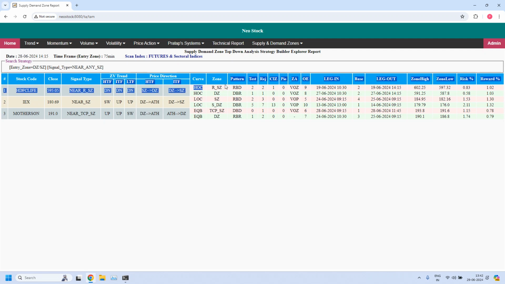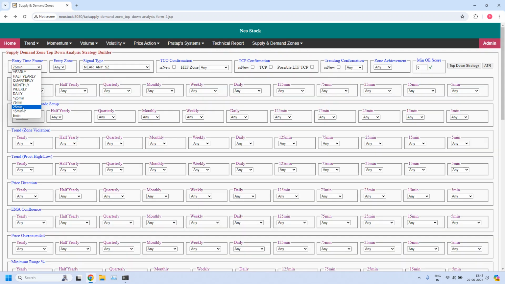HDFC Life is a high liquidity supply zone. And next one, Muthoot Finance, is a high liquidity supply zone from the 75 minutes time frame. That means this week we didn't find any demand zones. All the stocks we identified are daily and 75 minutes supply zones. Okay, let's go back and change the time frame to 25 minutes.